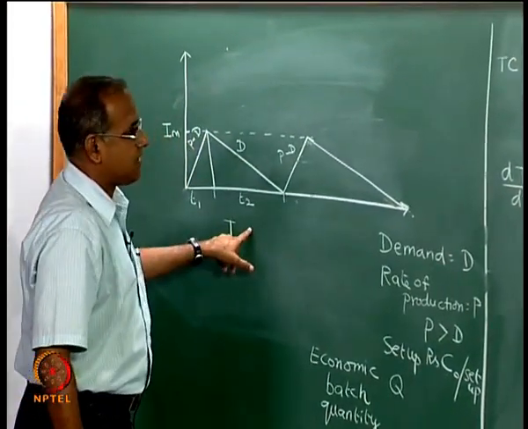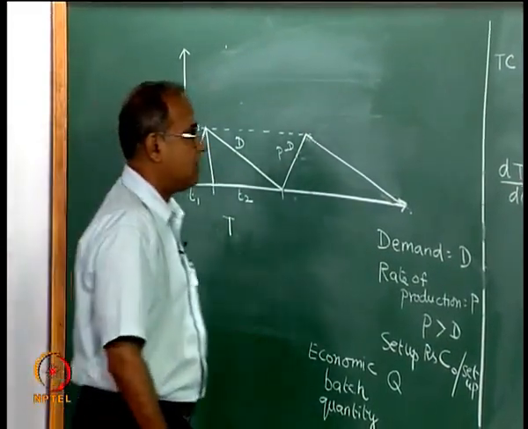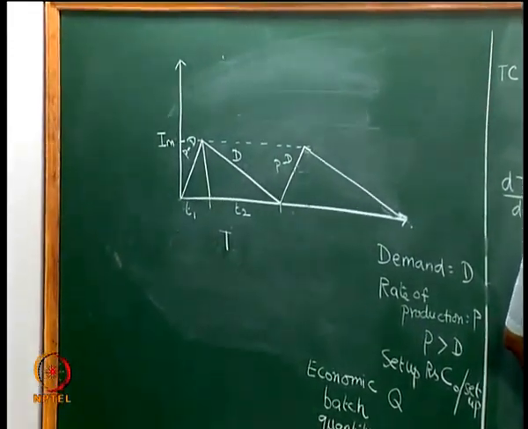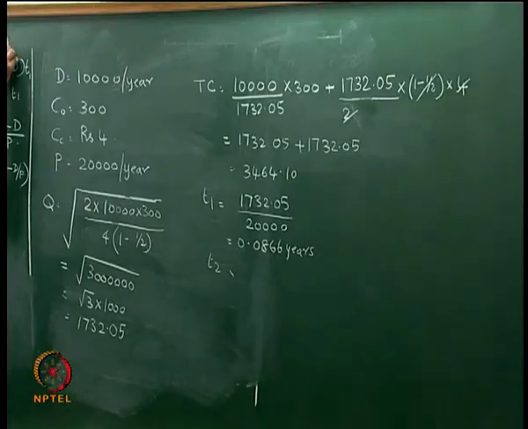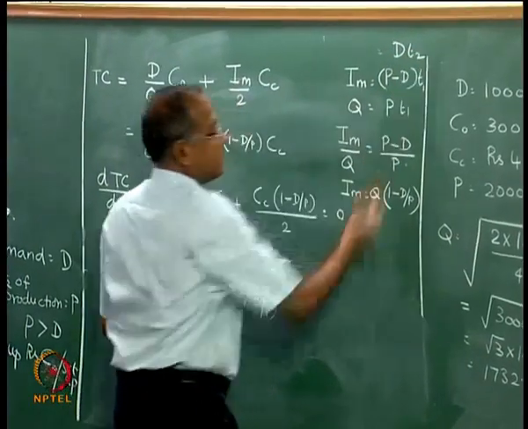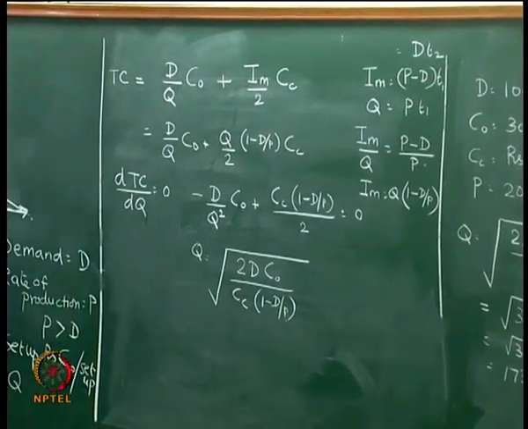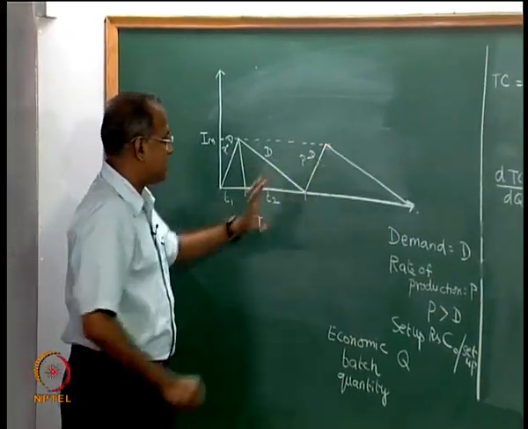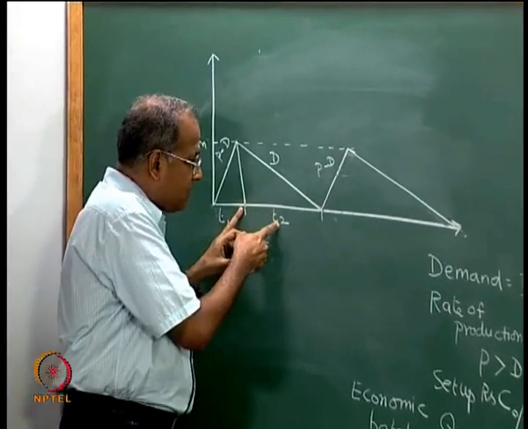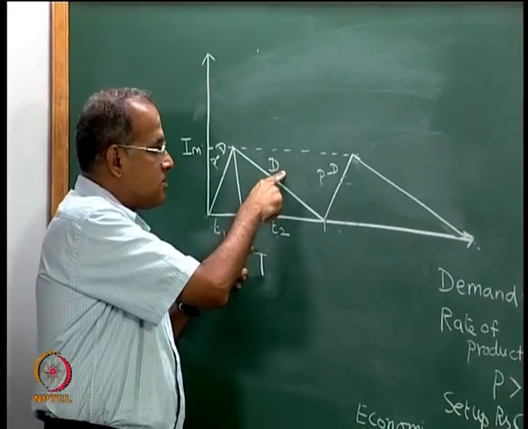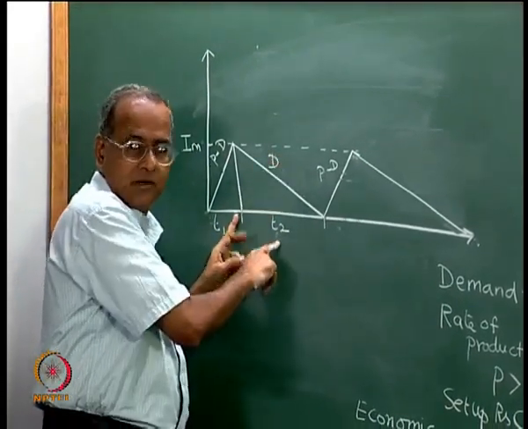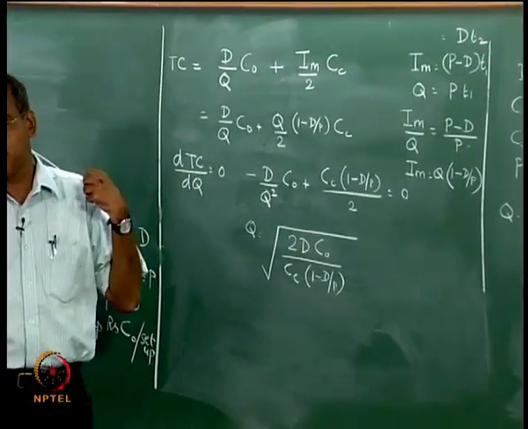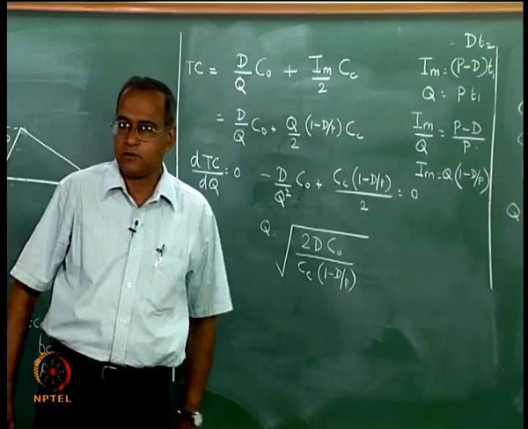Now, T2, it is very easy to write T2. If Q is equal to P, Im is equal to P minus D into T1. Im is also equal to D into T2. The reason being, this much inventory that is built up as Im is now consumed over a period T2 at the rate of D. So, Im is equal to D into T2, from which T2 can be calculated and the cycle time T can also be calculated.